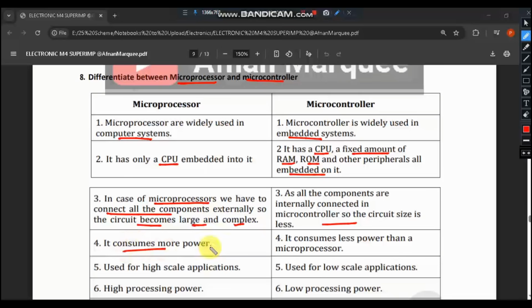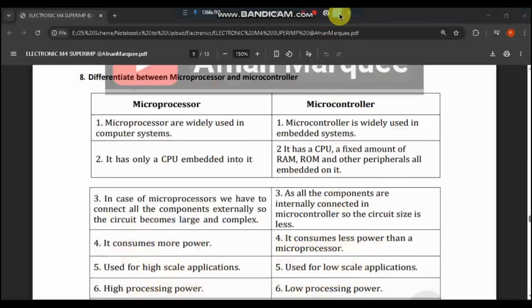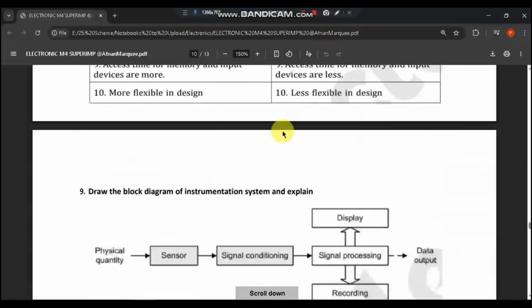A microprocessor consumes more power; a microcontroller consumes less power. One is used for high scale applications, the other for low scale applications, high processing power and low processing power. Any five points you can remember. Few more points are there, you can go through them.